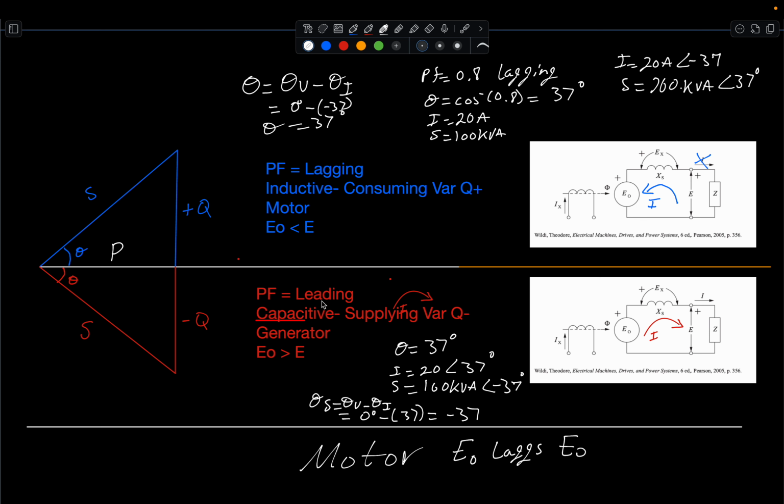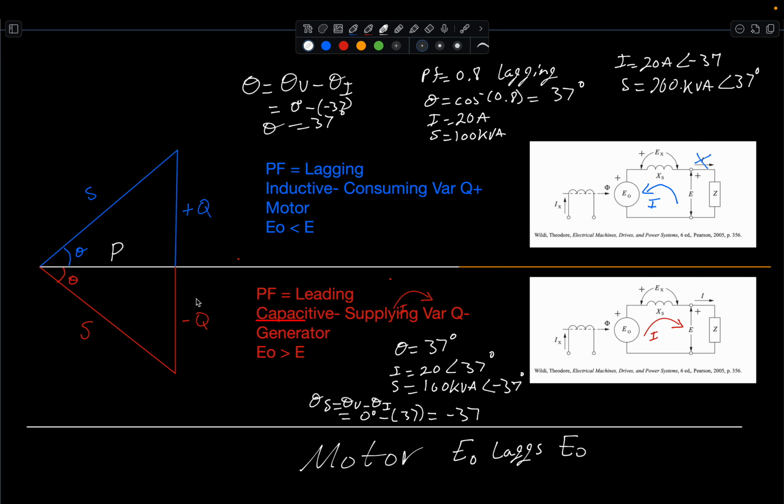Now, when a power factor is leading, then the power triangle, or the synchronous machine, is considered capacitive, which is supplying the VAR. And this is the direction that it's going, which is also classified as a generator, meaning our internal voltage is greater than the terminal voltage.